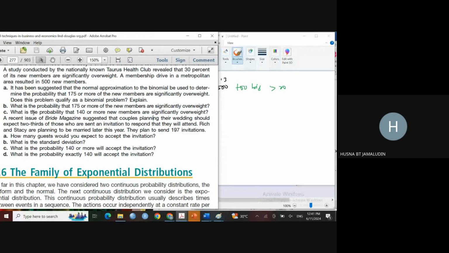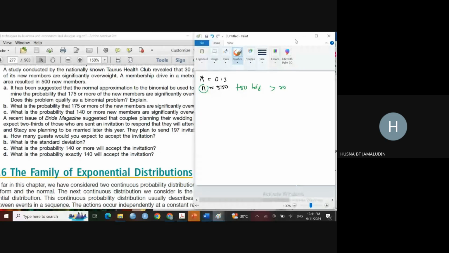Next, what is the probability that 175 or more new members are significantly overweight? You have listed down the information. What's next? Of course, don't forget to draw your diagram, as big as possible. So this is 0, and the middle should be your mean value, but you don't know the mean. What are you going to do? Find the formula of the mean.